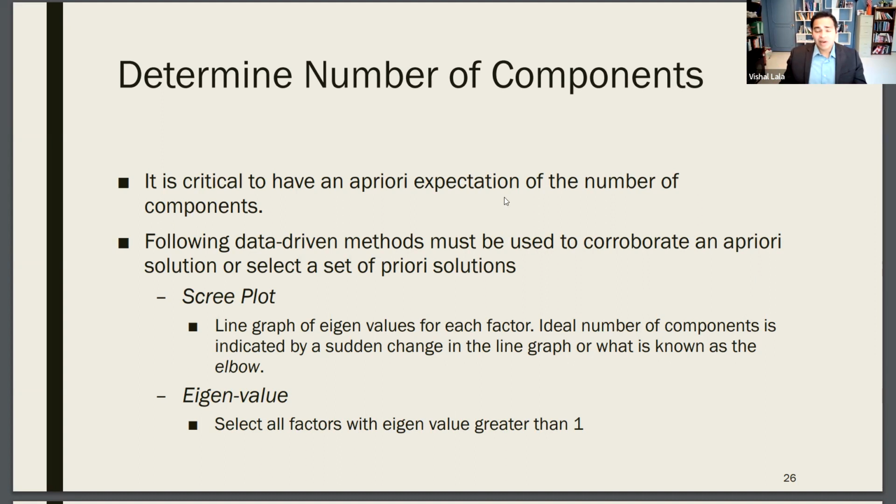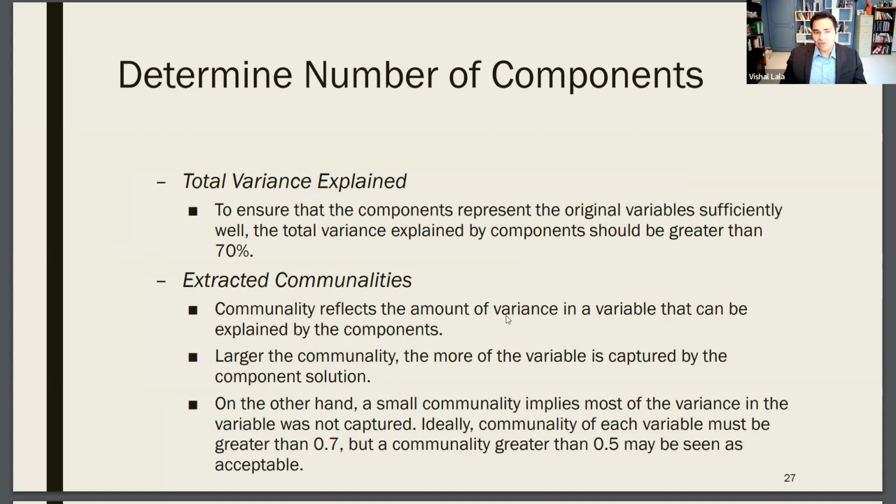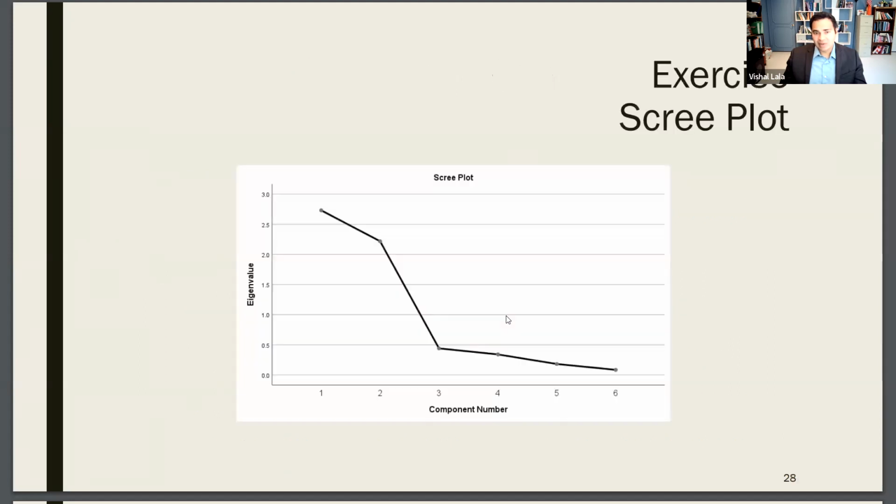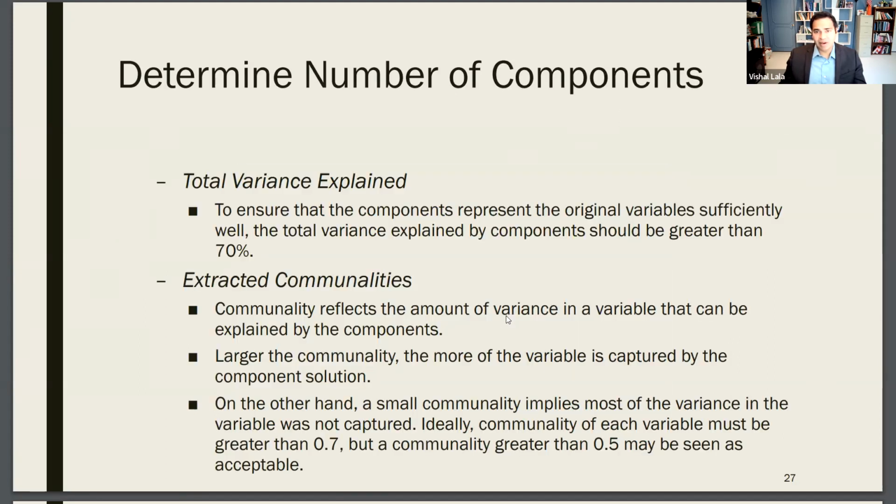There are a couple of ways of doing this in SPSS. One of them is the scree plot. Second is the eigenvalue we're looking for. The third is using total variance explained, and the last one using extracted communalities. Let's take a look at each one of these one by one in our output view.